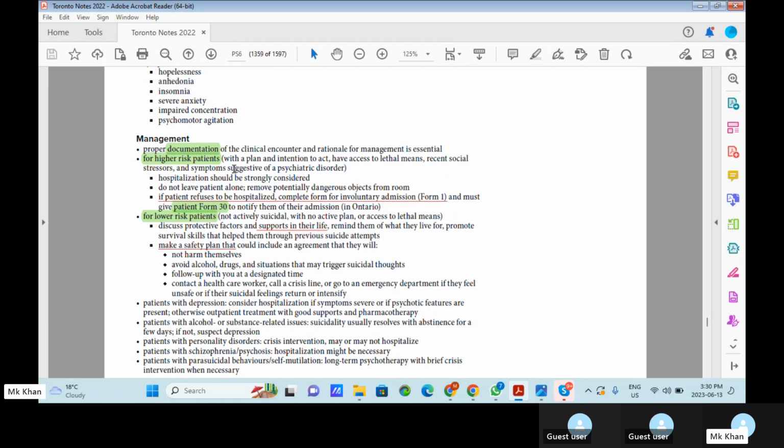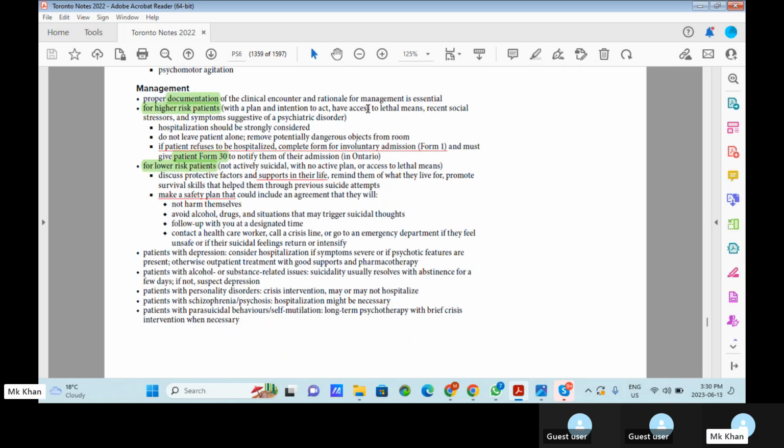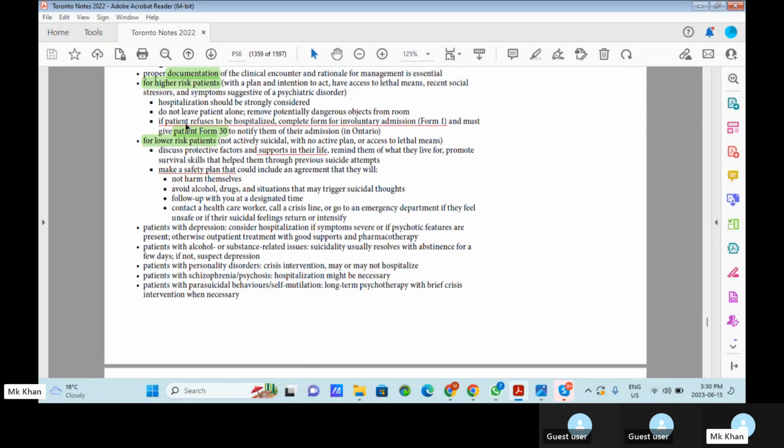And then second, for a high risk patient with a plan and intention to act, severe, with access to lethal means, hospitalization should be strongly considered if the patient actually has any active plan, or after assessment we come to know. So then we have to hospitalize the patient. Do not leave the patient alone. Remove potentially dangerous objects from the room.